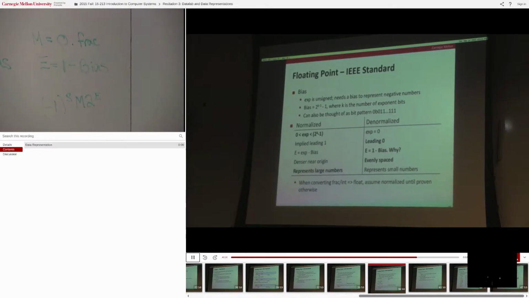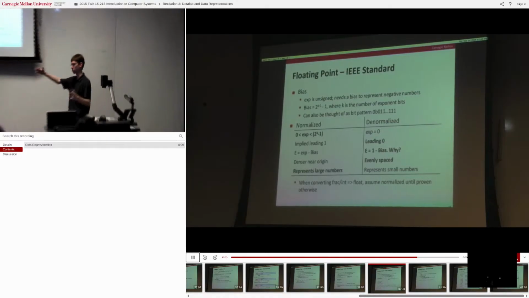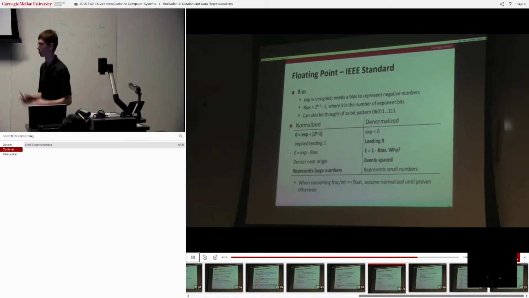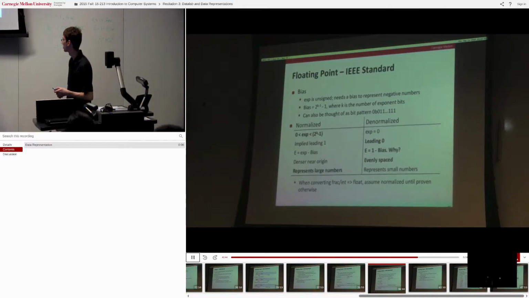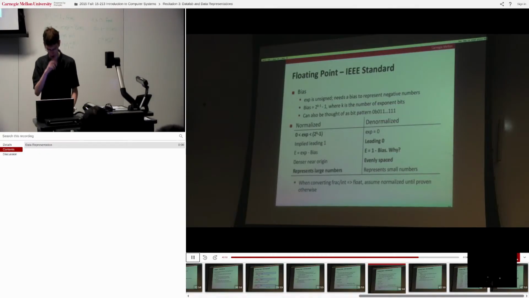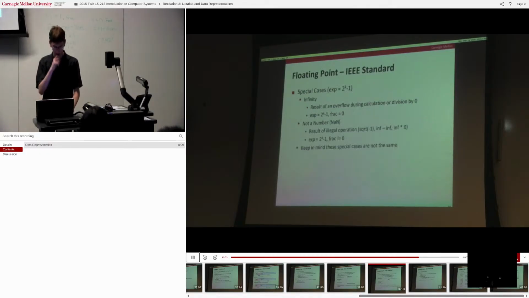So yeah, the normalized numbers are large numbers, large in either extreme, numbers of large magnitude, and the denormalized numbers are the ones close to 0. Whenever you're doing conversions between ints and floats, assume that it's going to be a normalized number until you have reason to believe that it's not, because most of them are. There's more normalized than denormalized. OK, and then here's the special cases.